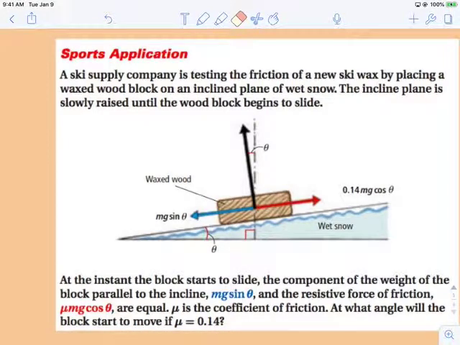A wood block on an inclined plane of wet snow. The inclined plane is slowly raised until the wood block begins to slide. At the instant the block starts to slide, the components of the weight of the block parallel to the incline, mg sine of theta, and the resisting force of friction, mu mg cosine of theta.